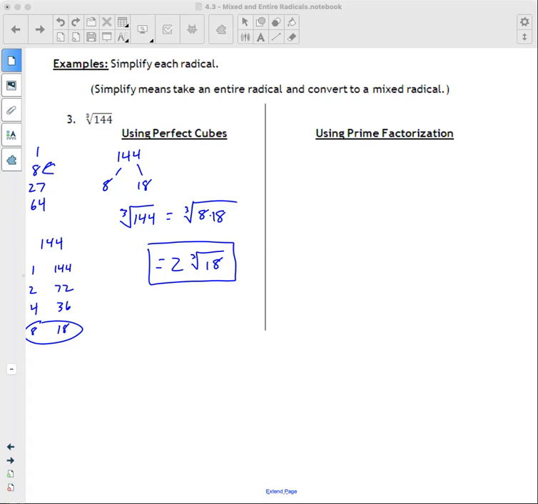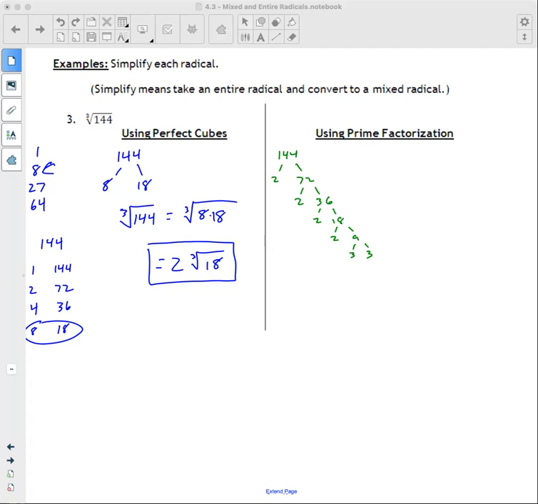Let's check our answer with prime factorization. Okay, so 144 is 2 and 72, excuse me, I know that didn't sound right. And then 2 and 36. 2 and 18. 2 and 9. 3 and 3. All right.